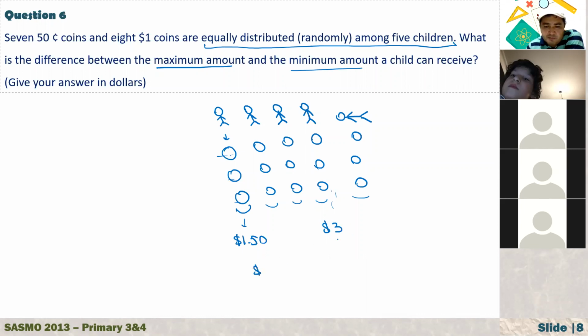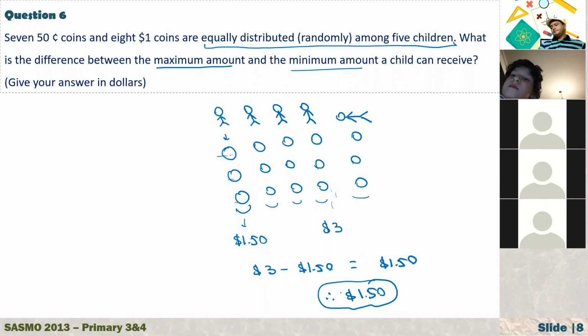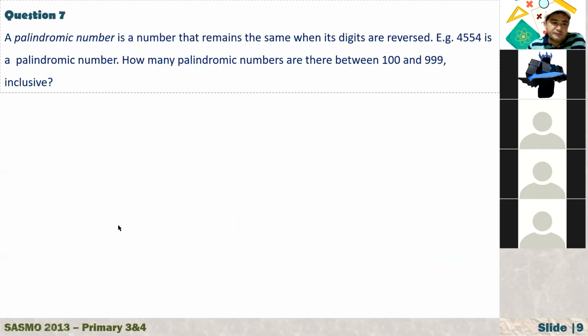So what is the difference between the maximum amount and the minimum amount? That is $3 minus $1.50. So the answer is $1.50. The difference between the maximum and minimum amount is $1.50. Sadiq, did you understand? Not really. Okay, guys, maybe you can try one more time at home. Let's move to the next question.